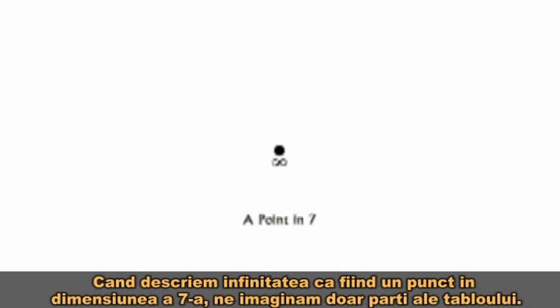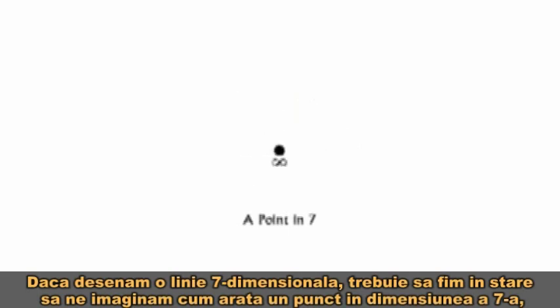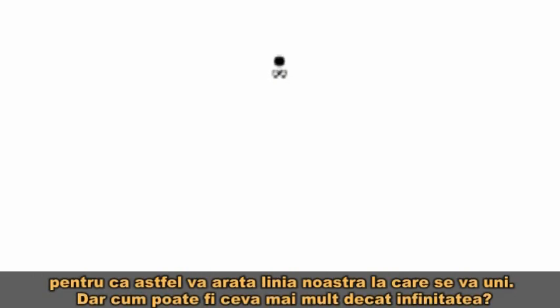When we describe infinity as being a point in the seventh dimension, we're only imagining part of the picture. If we're drawing a seventh dimensional line, we need to be able to imagine what a different point in the seventh dimension is going to be, because that's what our line is going to be joined to. But how can there be anything more than infinity?